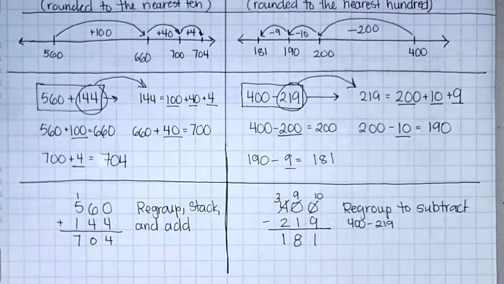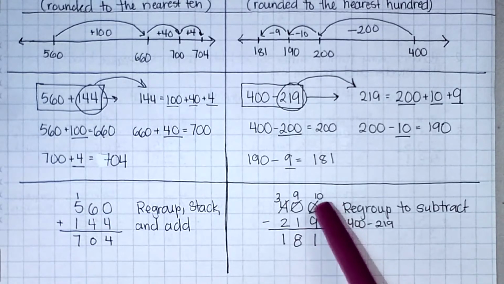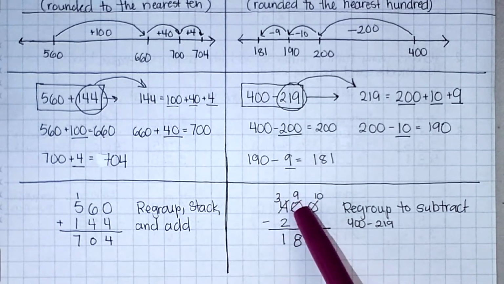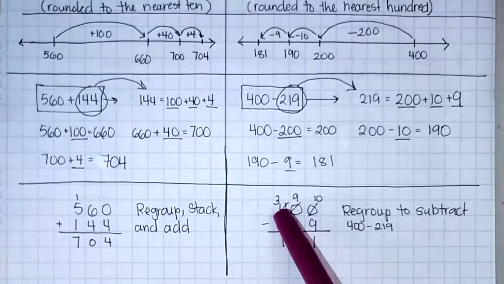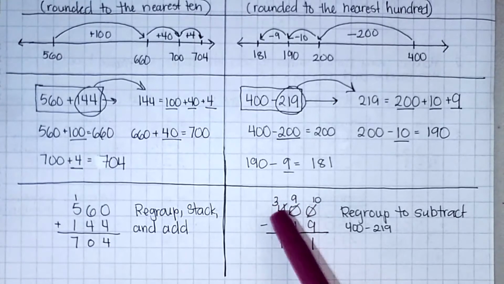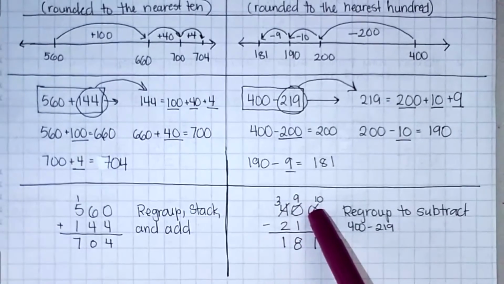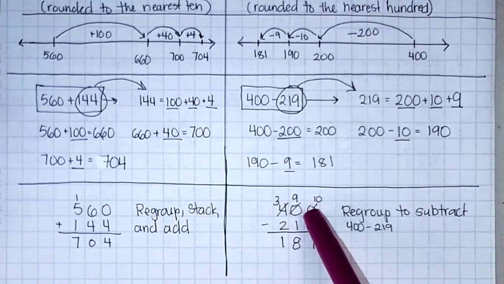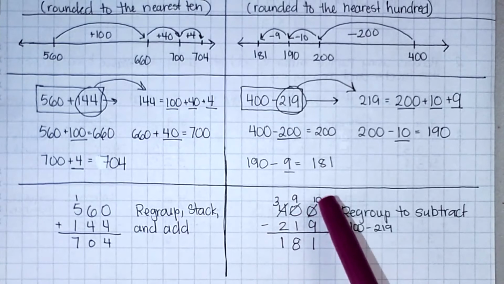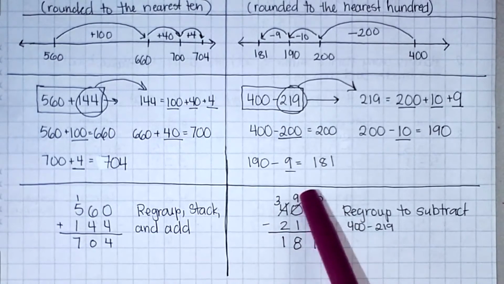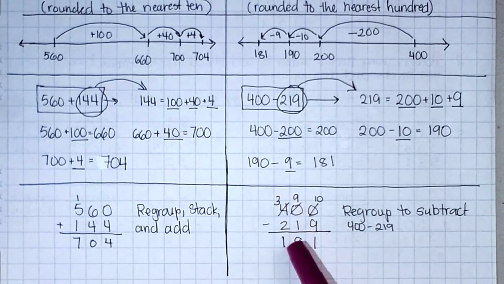Here we can see where I was stacking and subtracting. I had to regroup. I couldn't do 0 minus 9, so I had to borrow from this one. I didn't have anything here, so I had to go farther and borrow from the hundreds. So this became a 3. This 10 became a 9, so that I could break one of those 10s apart into 10 ones. And so this became a 10. So now I have 10 ones. 10 take away 9 is 1. 9 take away 1 is 8. And 3 take away 2 was 1. That way I was able to get to 181 here as well.